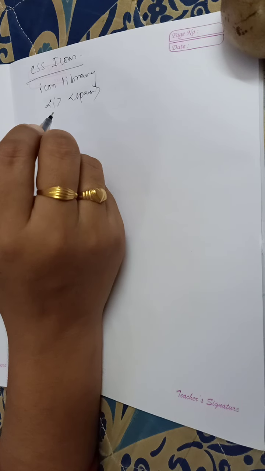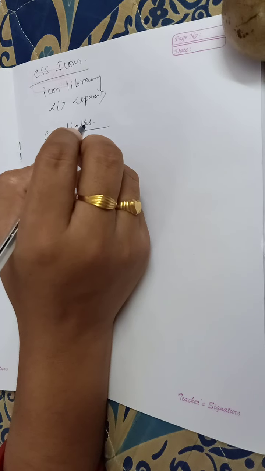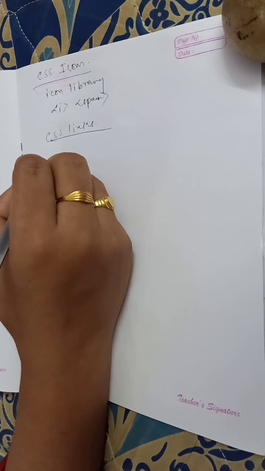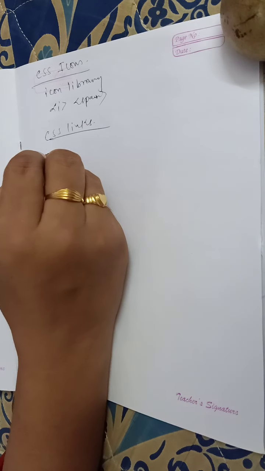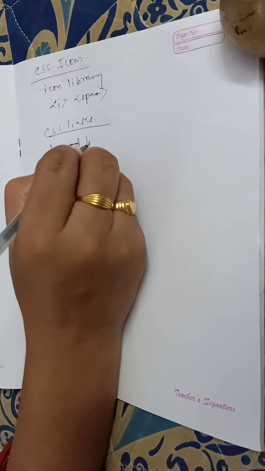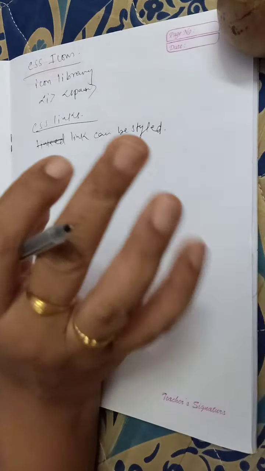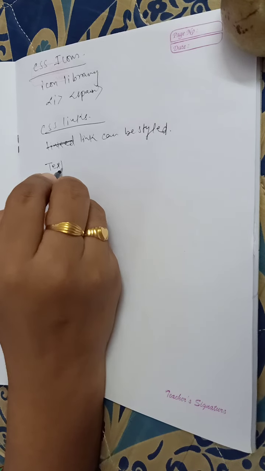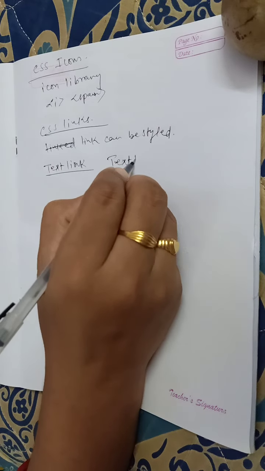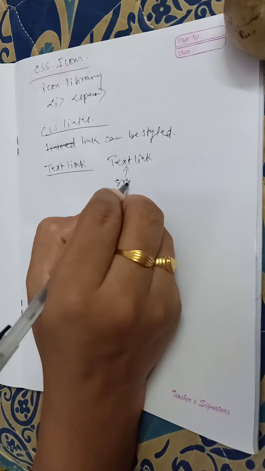Next, coming to our CSS links. With CSS, links can be styled in different ways. We have already learned what a link is and how to design a link. So in CSS, what we will be learning is that links can be styled in different ways. I can have a text hyperlink like this. I can have a text link here also, and suppose this color is green, I can set it that way.